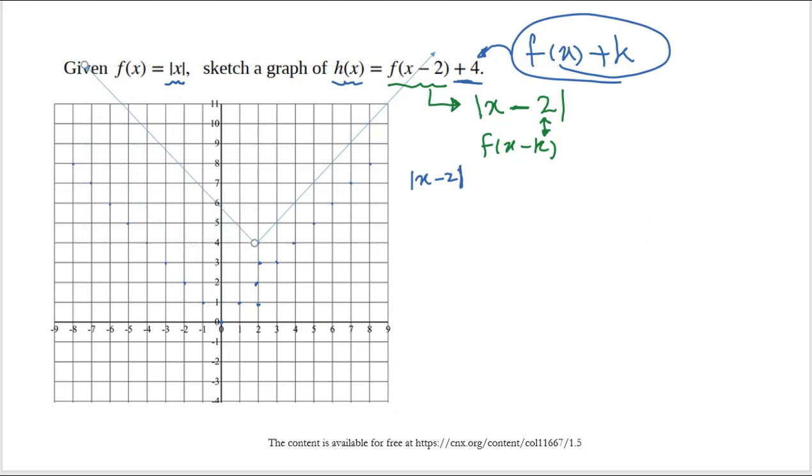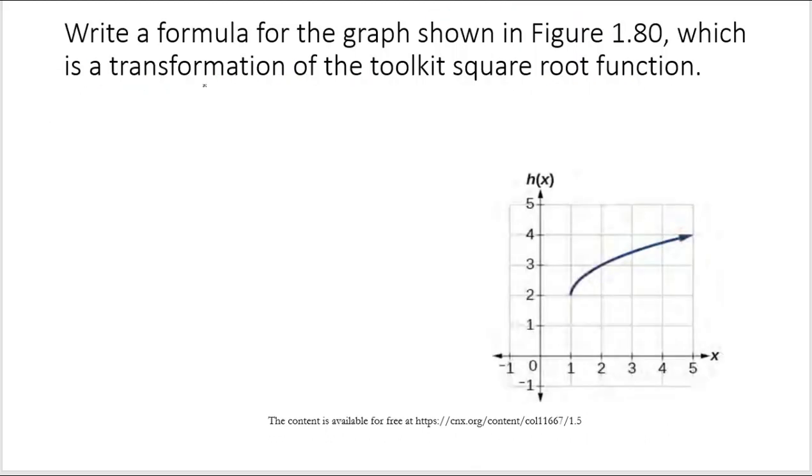And this is absolute value of x minus 2 plus 4. Write a formula for the graph which is a transformation of the square root function. So this was transformed. The original function was square root x.